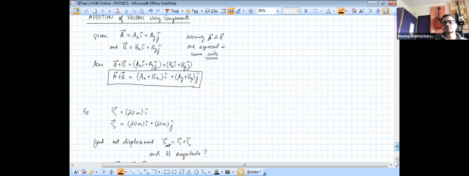Just open these two brackets, okay, and then take I cap common and J cap common. Okay, so what we are doing is this bracket and this bracket, we are just opening them. So we have Ax I cap plus Ay j cap plus Bx I cap plus By j cap. So that is, now you take I cap common. So we have Ax plus Bx, and take j cap common. So we have Ay plus By.